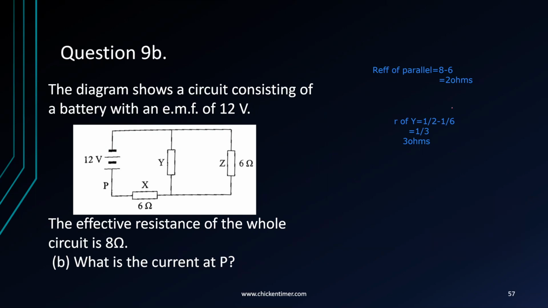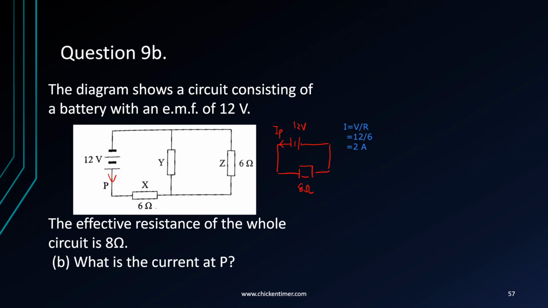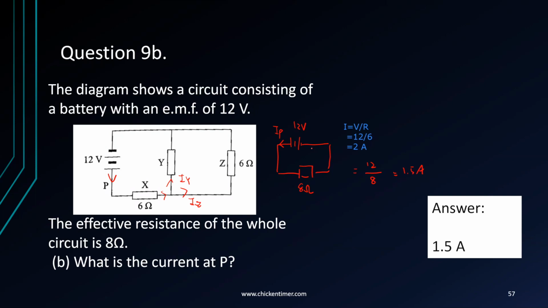Yeah. What is the current at P? If you redraw this, it actually gives you current at P is 12 volts, and the whole circuit's effective resistance is 8 ohms. Then this current at P will flow through here and then split into two, which is IY and IZ. So this IP is actually the total current, 1.5, 12 divided by 8. So you draw out and see where the current is at. Then you decide on what to use to divide.